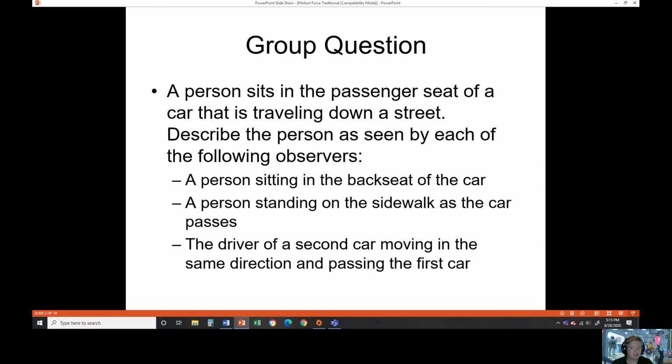So in that first case of sitting in the back seat of the car, the position between the person in the back seat and the person in the passenger seat is not changing. We want to say that person is moving because automatically in our brain we're looking at the person in the passenger seat with respect to the ground outside. So with respect to the ground outside, yes, they are moving.